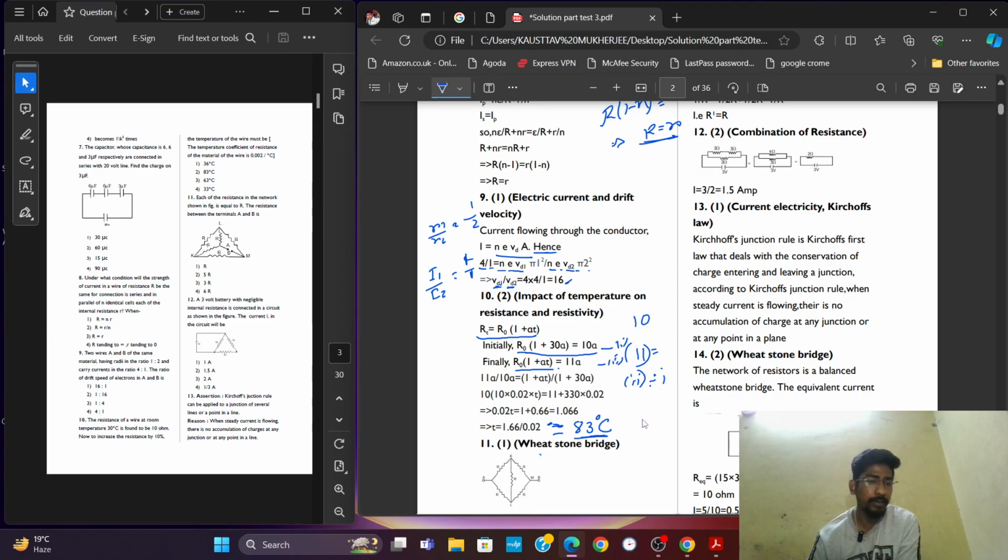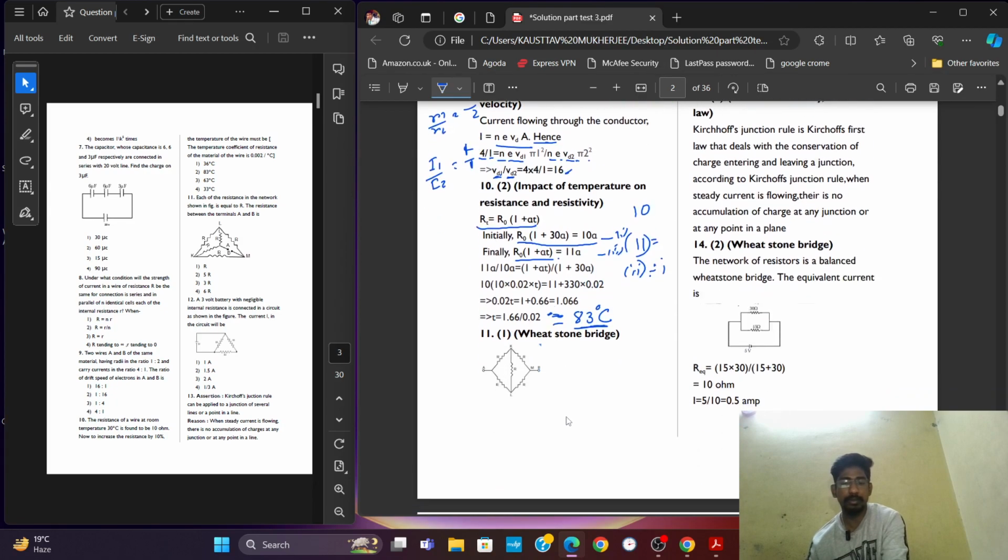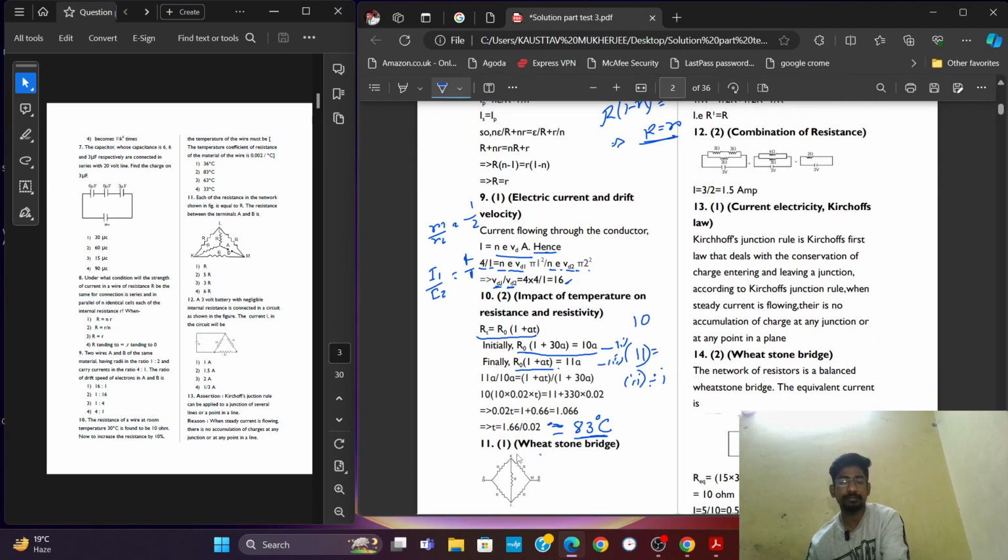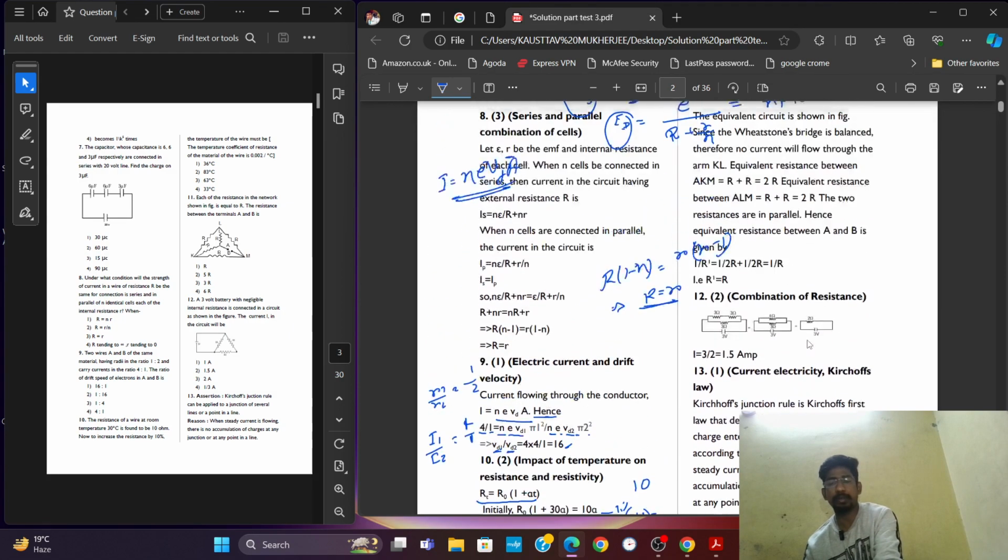Now for question 11, each of the resistances in the network in this figure is equal to R. The resistance between the terminals A and B, this one. This is a Wheatstone bridge connection. If we rearrange this, it will look like a Wheatstone bridge, right? In a Wheatstone bridge, we know that no current passes through the galvanometer, the middle resistance. Therefore, P by Q equals R by S.